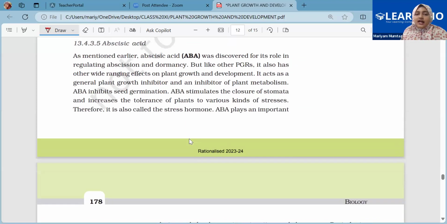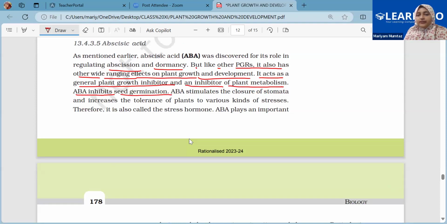Now talking about the abscisic acid. Now this is a plant growth inhibitor. It regulates abscission and dormancy. But like other PGR, it also has other wide-ranging effects on plant growth and development. It acts as a general plant growth inhibitor and an inhibitor of plant metabolism. Abscisic acid inhibits seed germination. ABA stimulates the closure of stomata and increases the tolerance of plants to various kinds of stresses.